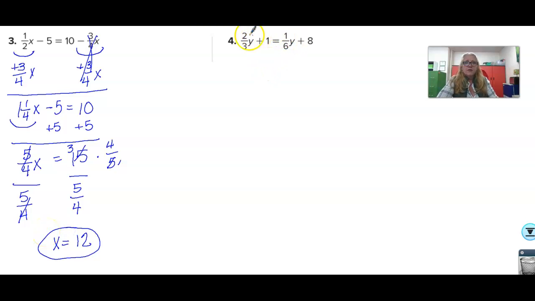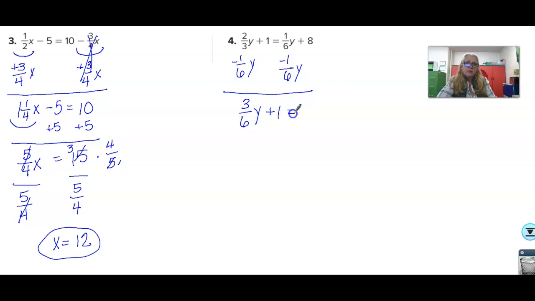Over here, same thing. We have two fractions. We have 2/3 y and 1/6 y. Which one is smaller? 1/6 y is smaller than 2/3. So we subtract 1/6 from both sides, 1/6 y from this side and 1/6 y from this side. Now this is equal to 4/6. So if we take 4/6 minus 1/6, that would give us 3/6.